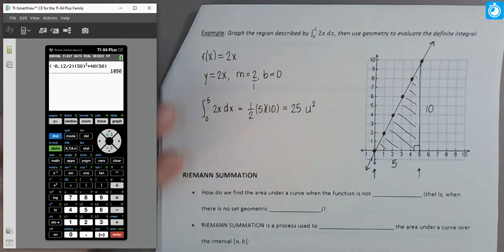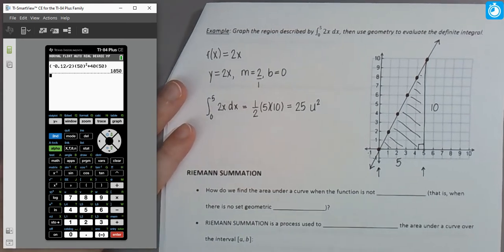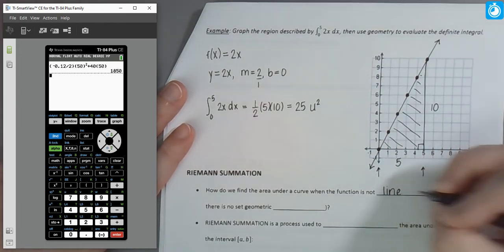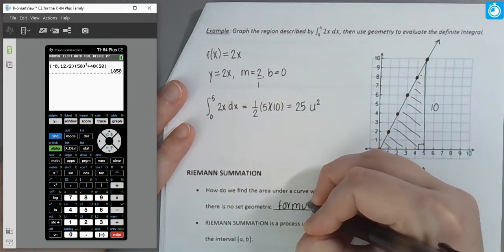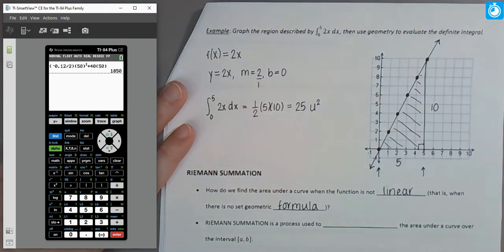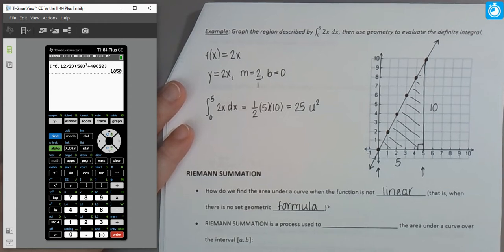But how do we find the area under a curve when the function is not linear? In other words, when there is no set geometric formula for finding area. Because most functions we graph are not going to graph as straight lines. As soon as we increase the exponent past 1, as soon as we use an exponent of 2 or an exponent of 3, those functions do not graph as straight lines, which means when you draw the area represented by that particular graph, which you still can do, there is no set formula to determine what the area between that graph and the x-axis would be.